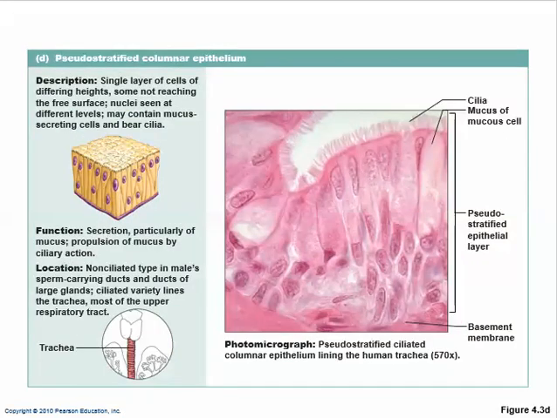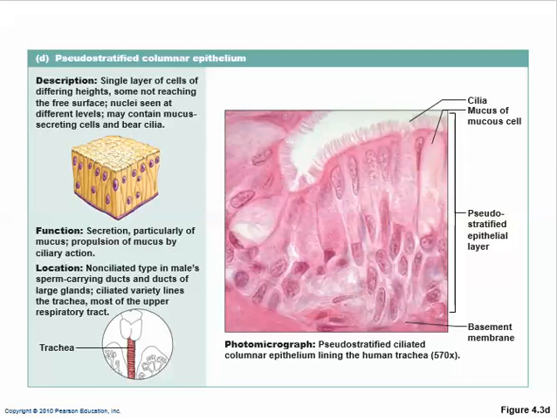Now, there is a variation on this where some of the cells are small, almost cuboidal in shape, and some of them are tall and columnar in shape. But they all reach the basilar surface. Not all of them reach the apical surface. And we call this pseudostratified. So they tend to have cilia, but you can get away with them not.